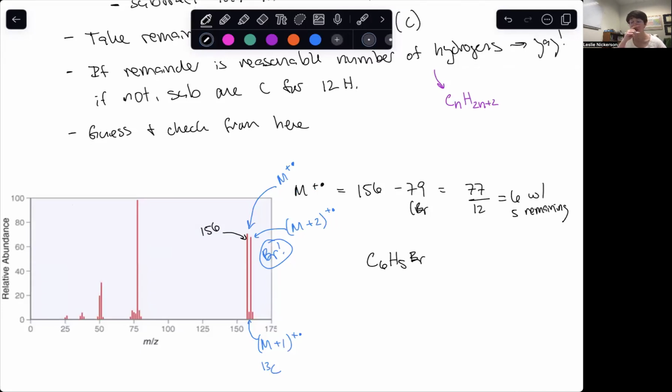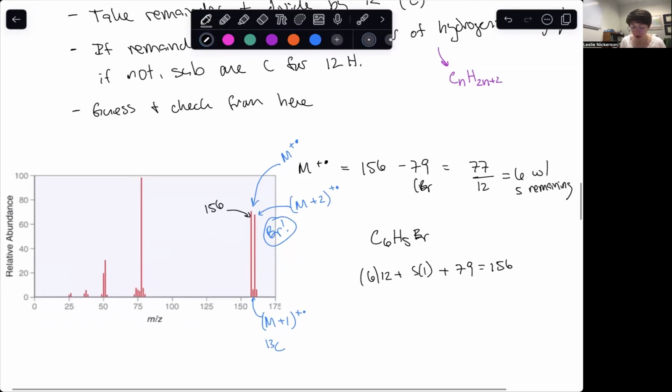Okay, and then we have to think, does that make sense? Is it reasonable? Should I be having more or less of something? And does it add up to the right number? So I would start just by checking to see if it does add up. So we're going to have 6 times 12 plus 5 times 1 plus 79, just to make sure that we did all of our math right. Okay, so we check out there, we are at the molecular ion peak.